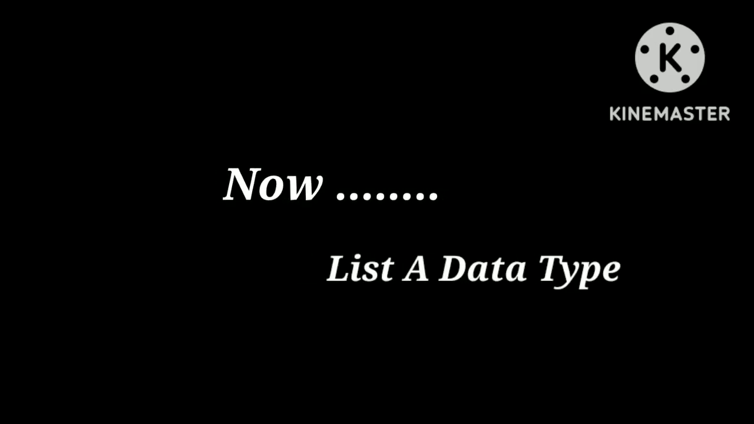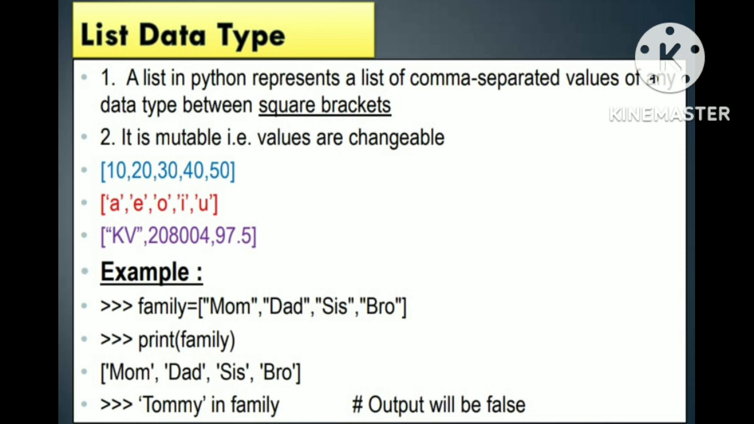Now, list data type. A list in Python represents a list of comma separated values of any data type between square brackets. It is mutable, that is, values are changeable. First list: 10, 20, 30, 40, 50. Second list: A, E, I, O, U. Third list: KV 2, lakh, 8004, 97.5.